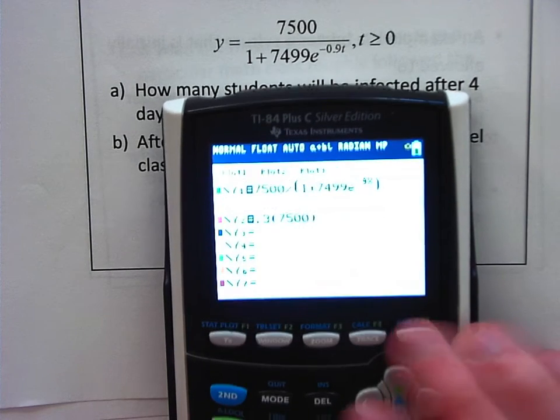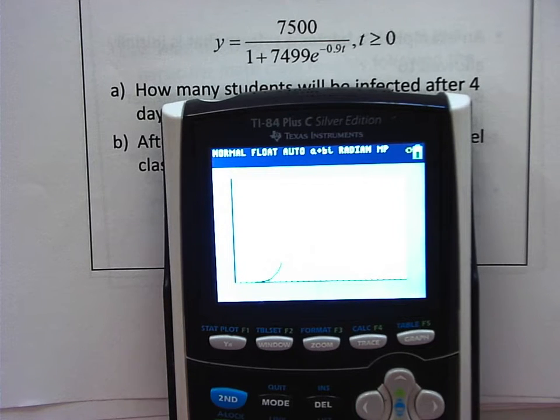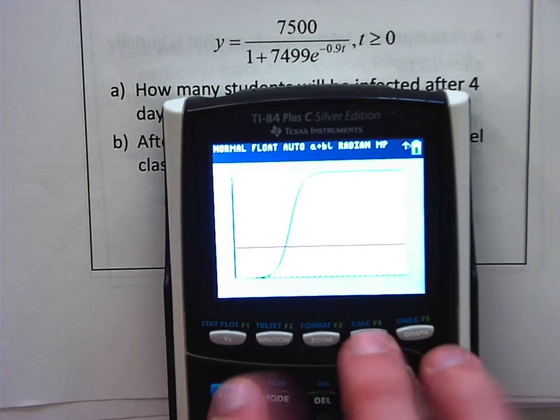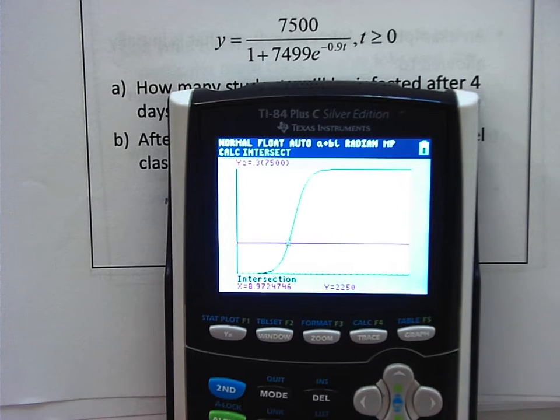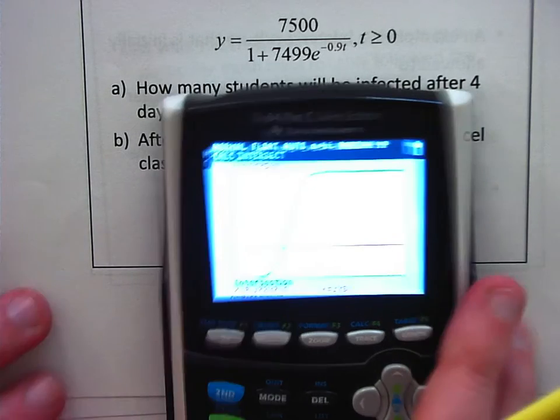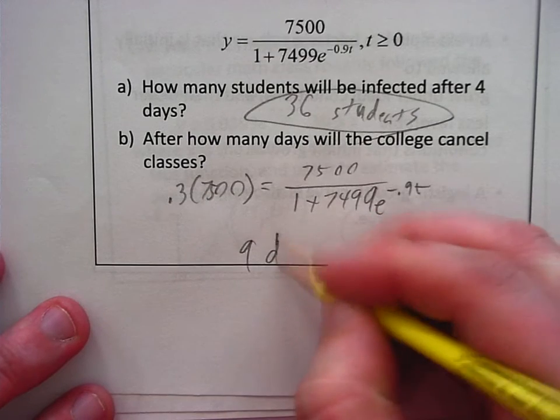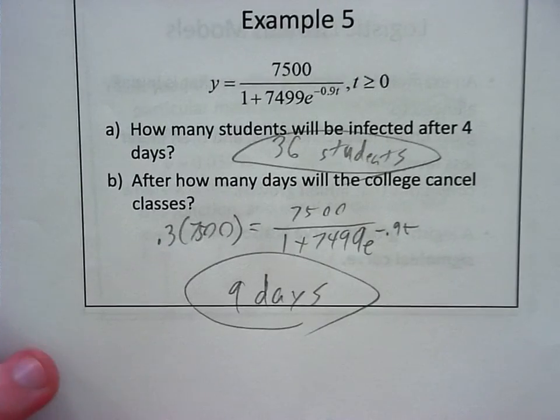So what that allows me to do is to look at that sigmoidal curve as well as where 30% of the population is. Now how could I find the population when they would actually cancel classes? Or after how many days the population will hit 30%? Yeah, the intersect of them. So second, calc, go to the intersect. First curve, second curve. Since they only cross once, guess. So in other words, after about how many days? 9. Yeah, about 9 days. Questions so far?